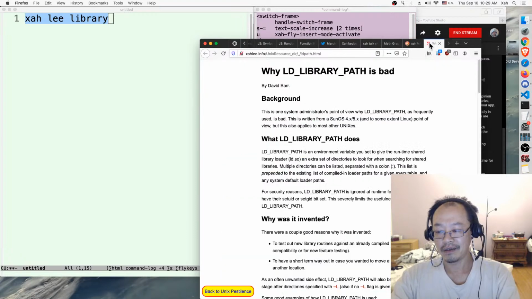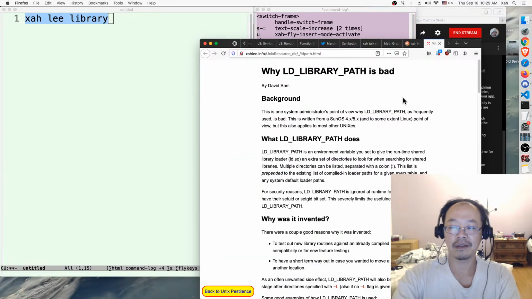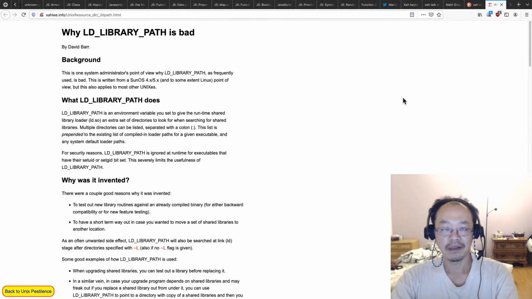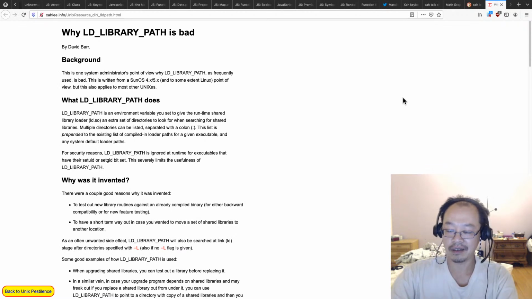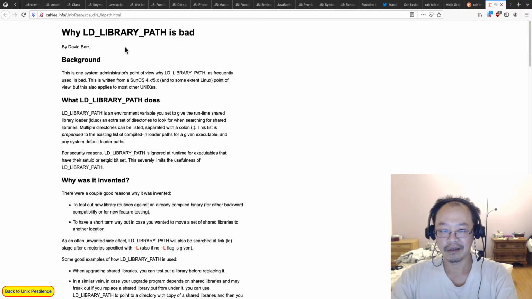This one is actually quite popular. This one is not written by me. It's written by David Barr, and the title is "Why LD Library Path is Bad." That's one of the technical environment variables in Unix and Linux, and this article was written around the year 2000.